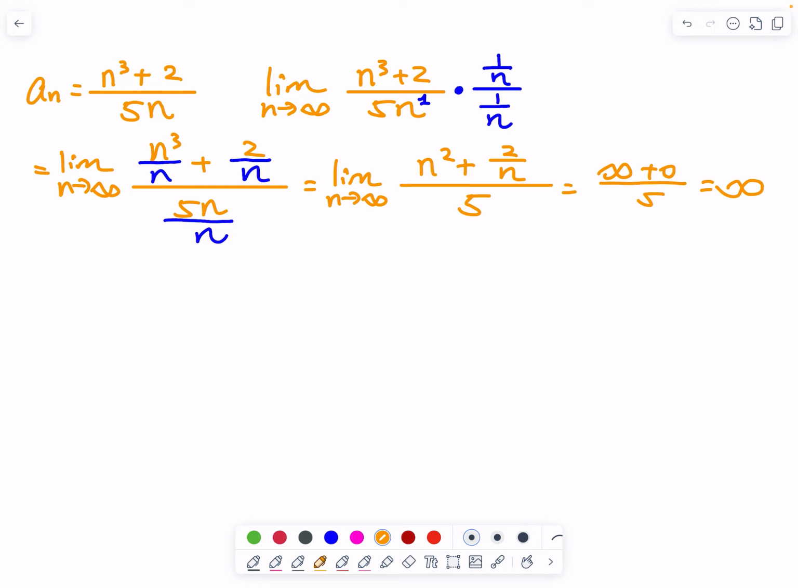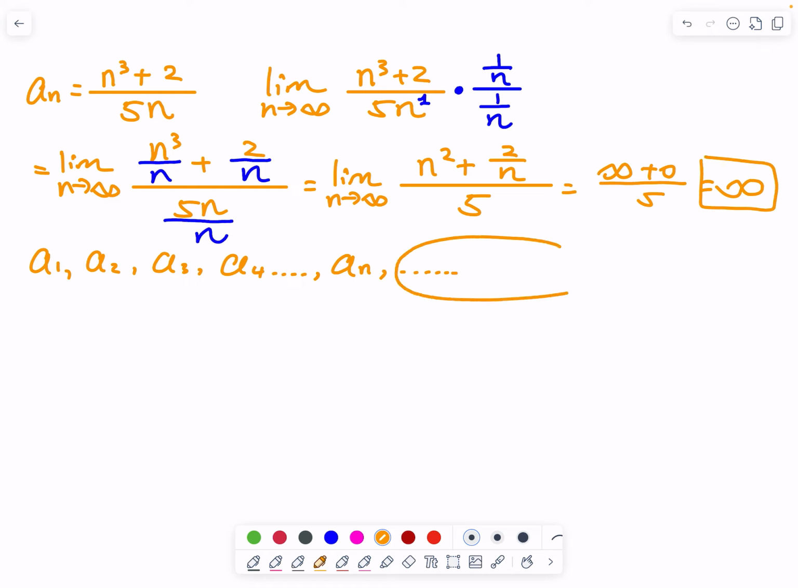So for this one, you can let n equal 1, n equal 2, n equal 3, n equal 4, and keep going until n reaches infinity. That infinity tells you that when n becomes really big, these terms are pretty much infinity. So that means we say the sequence diverges.